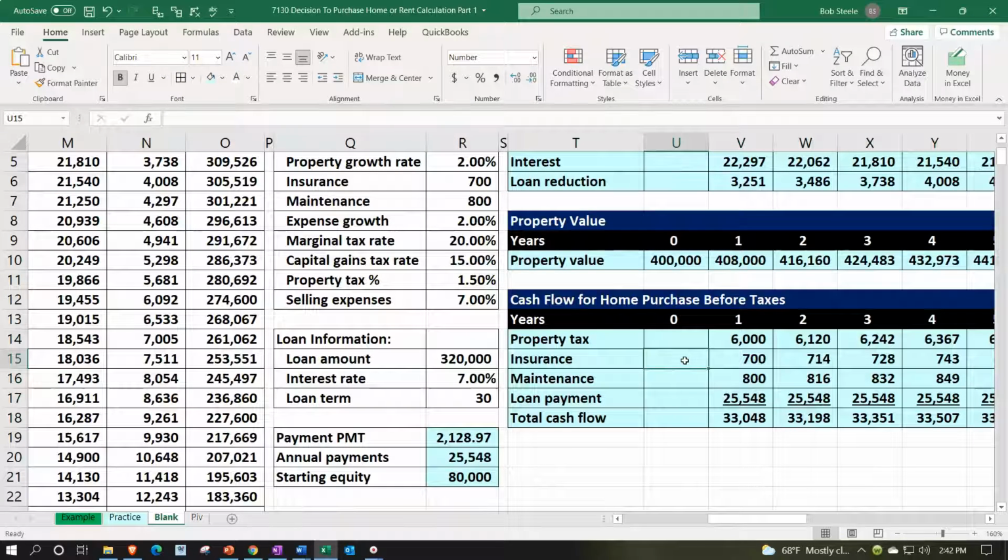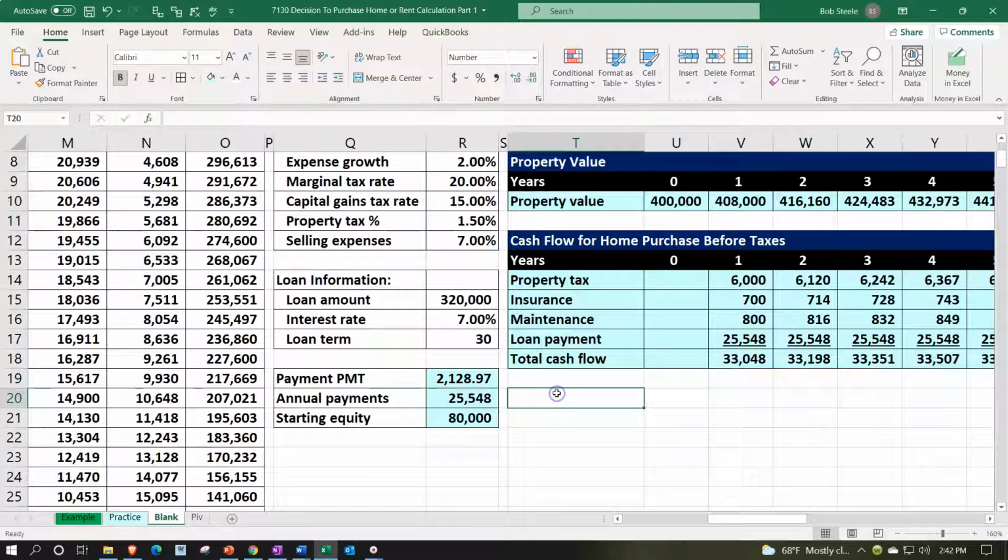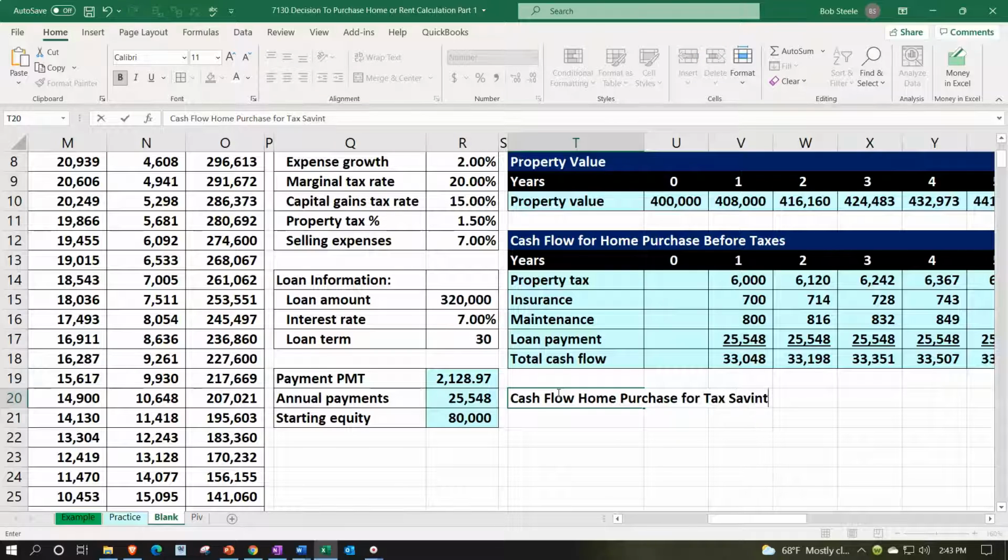There we go. So now we're going to think about the tax consequences because some of those payments are going to have tax consequences and tax benefits. So let's think about the cash flow related to taxes now. So cash flow, home purchase for tax savings.